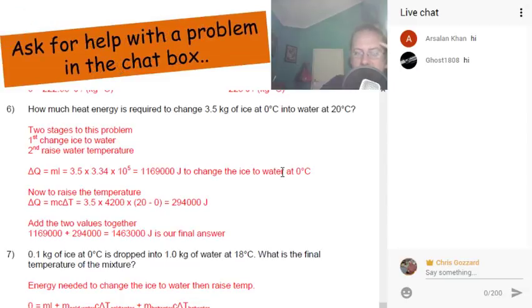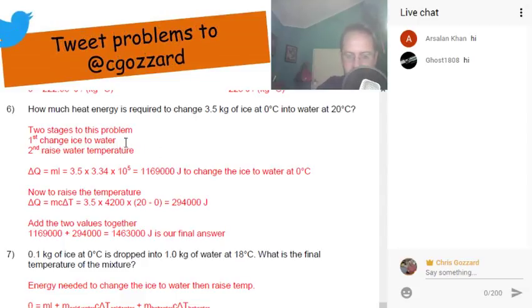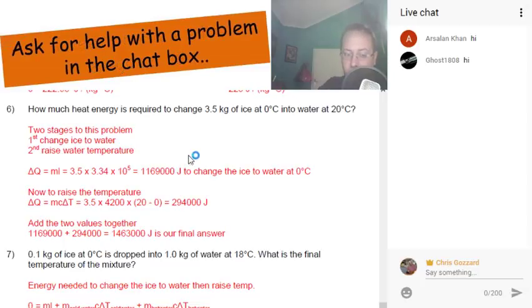Number 6, how much heat energy is required to change 3.5 kilograms of ice that's at 0 degrees C into water at 20 degrees? So there's 2 stages to this problem. The first stage is we're going to change the ice into water, and the second stage is we're going to raise the temperature of the water.